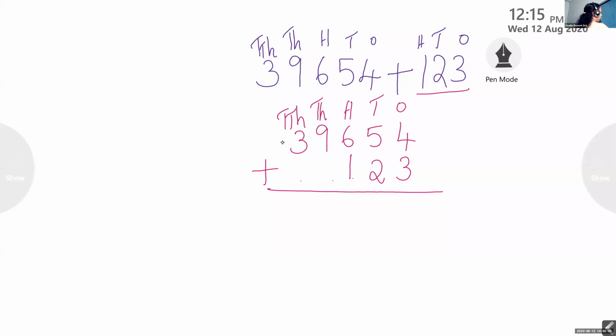39,770. Okay, start from here. 4 plus 3 is equal to 7. 5 plus 2 is equal to 7. 6 plus 1 is equal to 7. Now here nothing is there, so you can directly write the number, 9 and 3. Now I will place the comma after 3 digits. So how will you read this number? 39,777. So children, the only thing you have to be careful about is to place the numbers according to their place values.